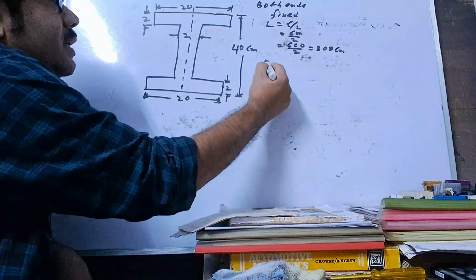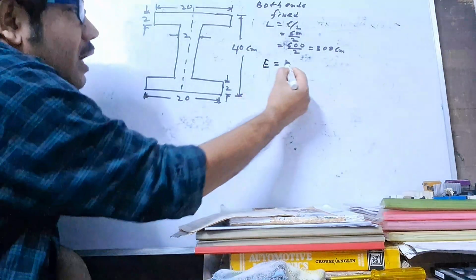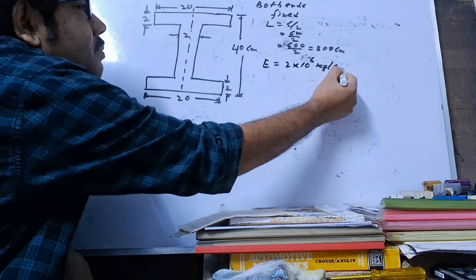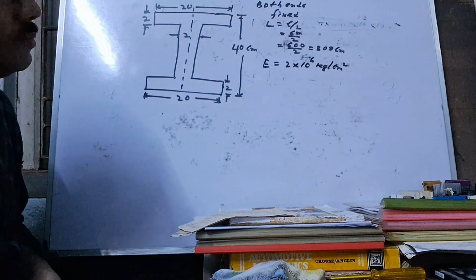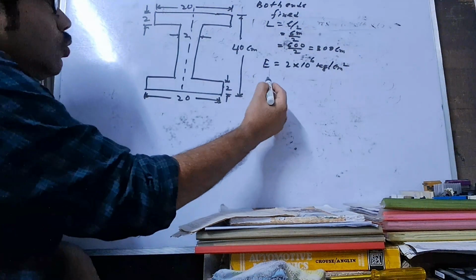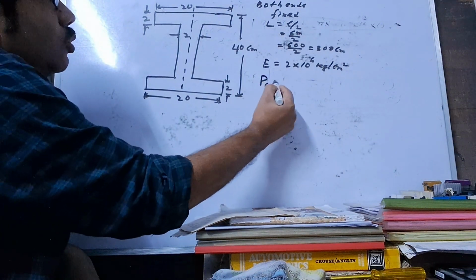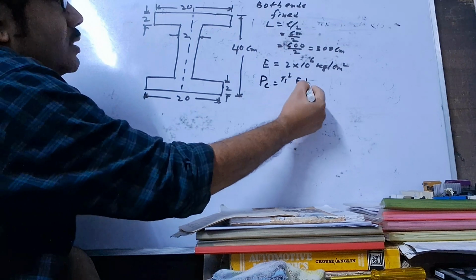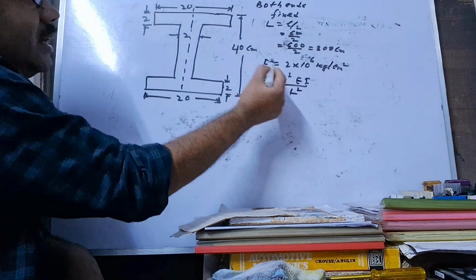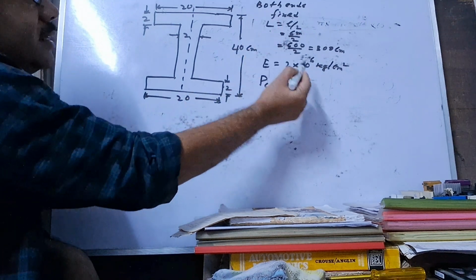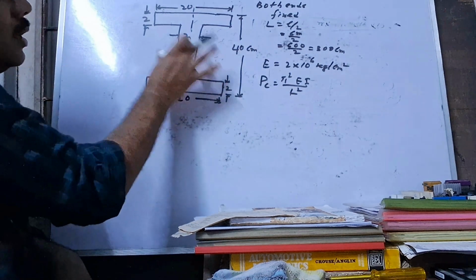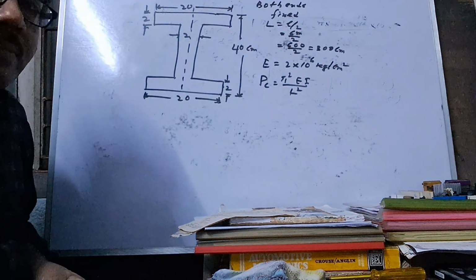And capital E, Young's modulus here is 2 into 10 to the power 6 kg per centimeter square. What is the buckling load? We know that buckling load is equal to pi square EI by L square, and here L is given, capital E is given, so this is moment of inertia I. You have to find out for this I section.